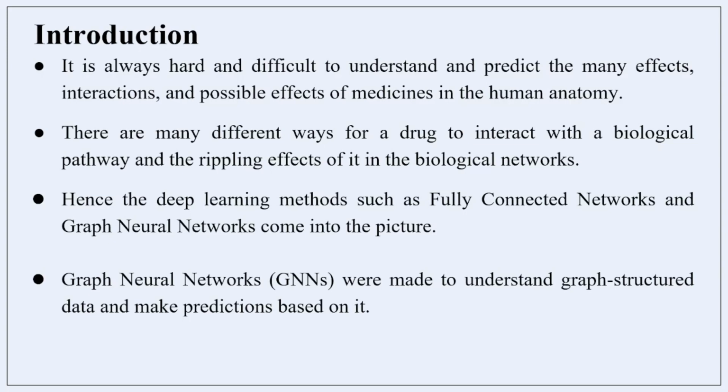One drug can interact with the biological pathway in various ways and cause a rippling effect in the biological network. The atoms can interact with each other in various ways. While this can be studied, various exceptions always arise. This is where deep learning can be applied, from fully connected neural networks to graph neural networks. These high performing models have been helping scientists automate this task.